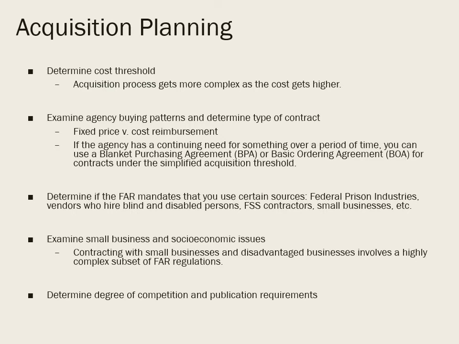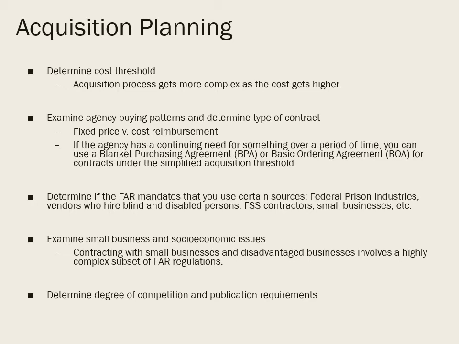Acquisition planning. This is the main reason that the government gets hauled into court by irritated contractors who believe that they submitted the better proposal and got screwed out of the contract because the government engaged in poor acquisition planning. The complexity of the acquisition planning process is obviously going to be dependent on the complexity of the procurement. So agencies have to start by figuring out their cost threshold. And the entire process gets more complicated as the cost gets higher.